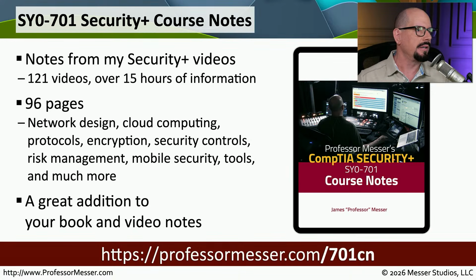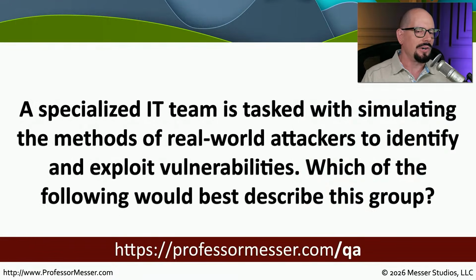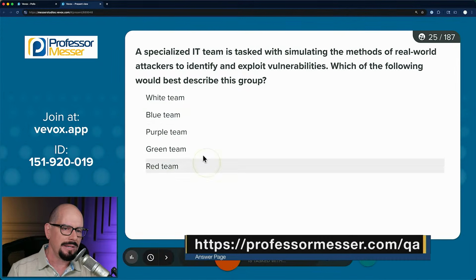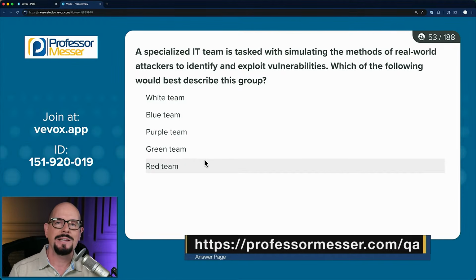Let's do another question. Next on our list is this question that asks, a specialized IT team is tasked with simulating the methods of real-world attackers to identify and exploit vulnerabilities. Which of the following would best describe this group? Is this white team, blue team, purple team, green team, red team? It's got to be one of these, right? What team are we on? It's a color. But what color is it?